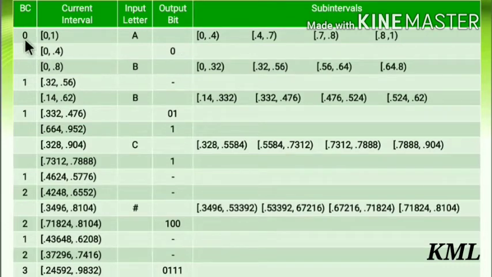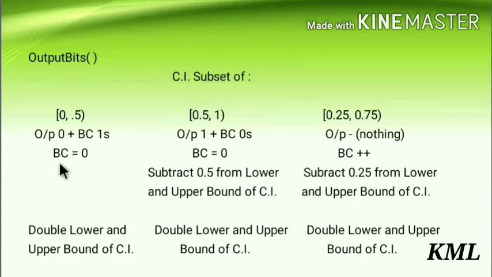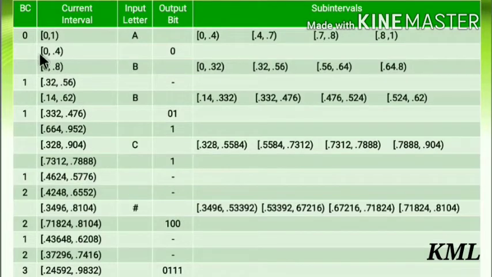What is bit count? 0. So we don't have to output any ones, okay. So only a 0. Now next, set bit count to 0. Bit count is already 0, so bit count remains 0. Now double lower and upper bound of current interval. So you have to double the upper and lower bounds of this current interval.